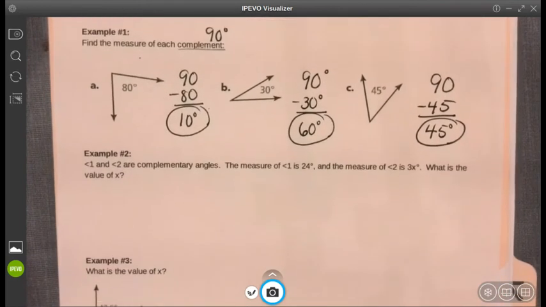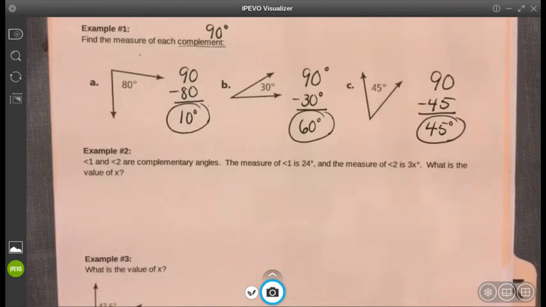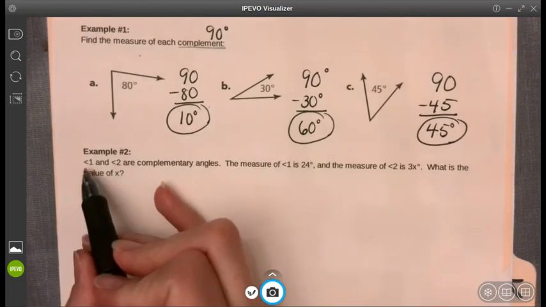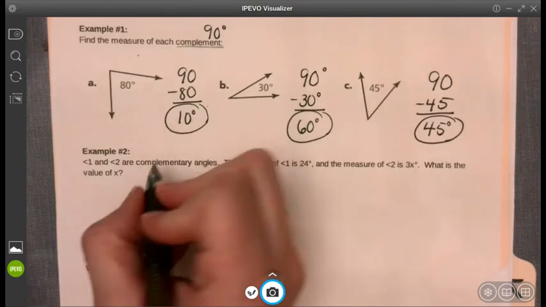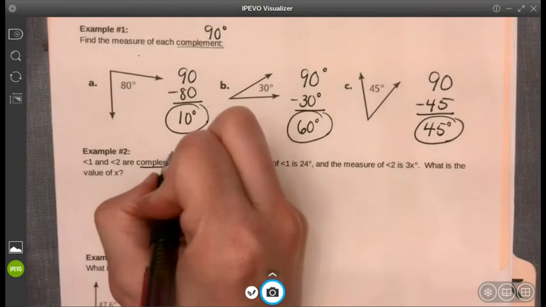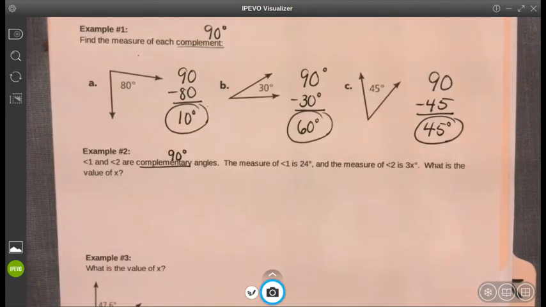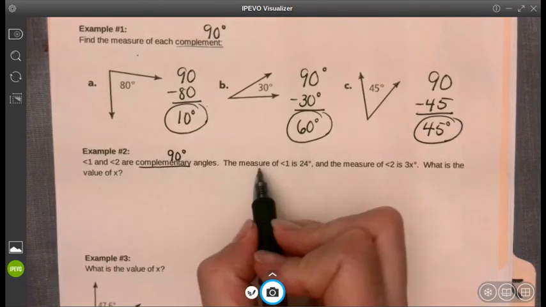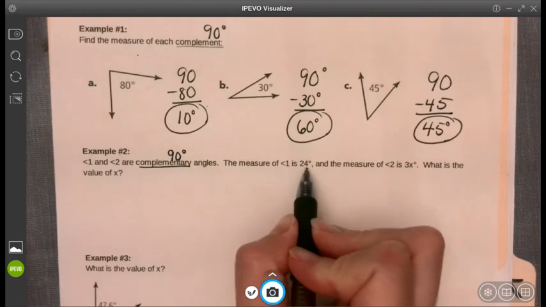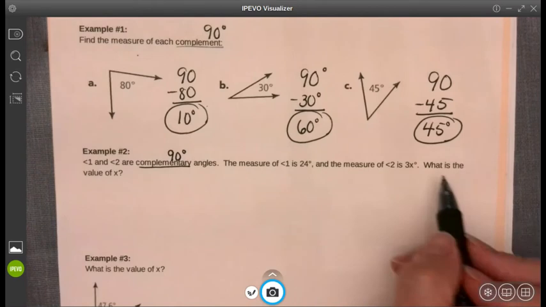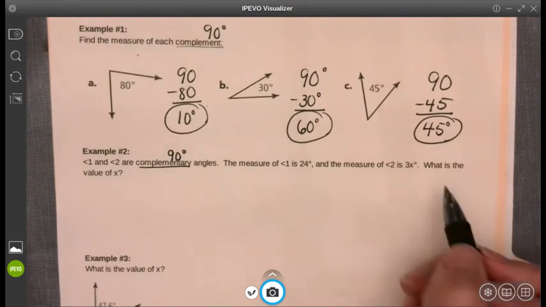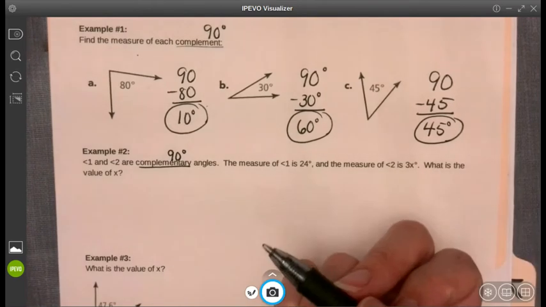So now we get into writing equations. Question number 2 says that angle 1, so that's the sign for angle, and angle 2 are complementary angles. So right off the bat again, I see that word complementary, and I'm reminding myself that that means 90 degrees. It says that the measure of angle 1 is 24 degrees, and the measure of angle 2 is 3x degrees. So the whole thing is 3x degrees. What is the value of x?